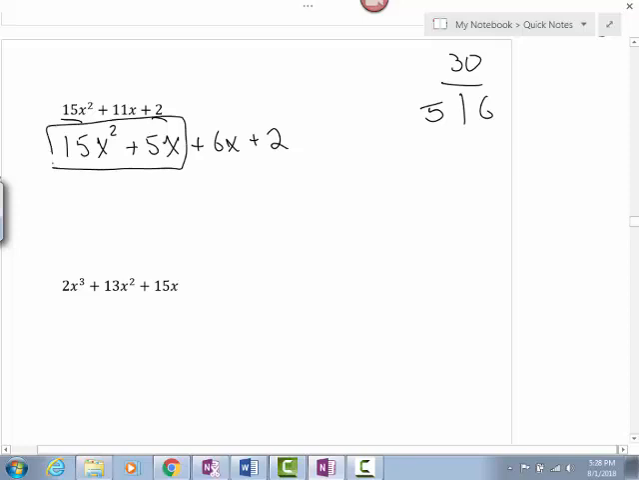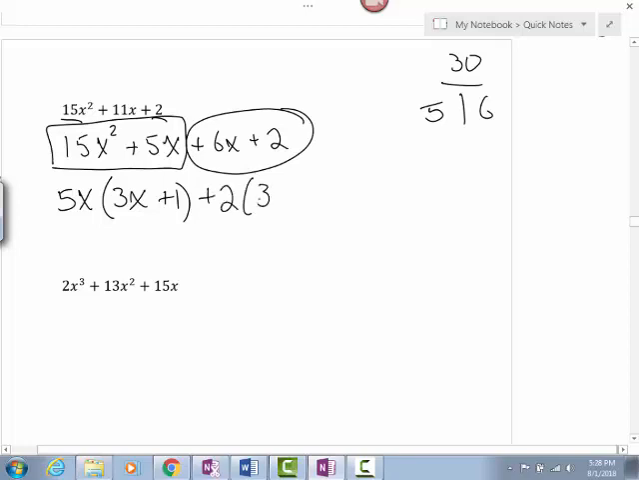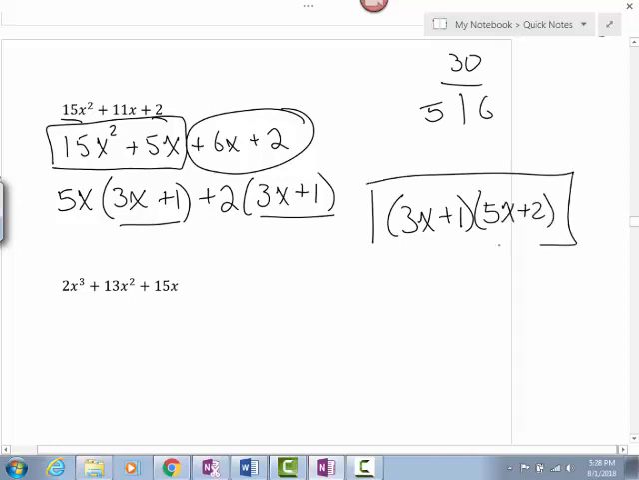We'll go ahead and box these first two. I can factor a 5x out of here. Now I'm going to be left with a 3x plus 1. Out of here, I'm going to factor out the number 2. Be left with a 3x plus 1. Okay. And so now I have 3x plus 1 and a 5x plus 2. Okay.